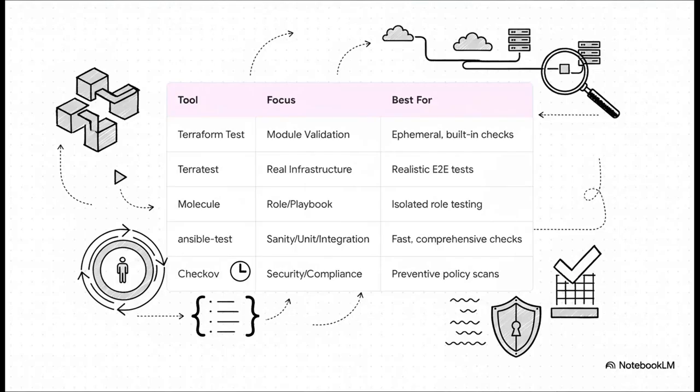And this table just lays it all out so clearly. It really summarizes the whole testing landscape. So let's recap. If you're just checking the logic of a single Terraform module, the built-in Terraform test is your friend. If you need to test against real, live infrastructure, you reach for Terratest. When it's time to test your Ansible roles and playbooks, Molecule is the tool you want. And for that proactive security scanning across your code, Checkov is absolutely essential.